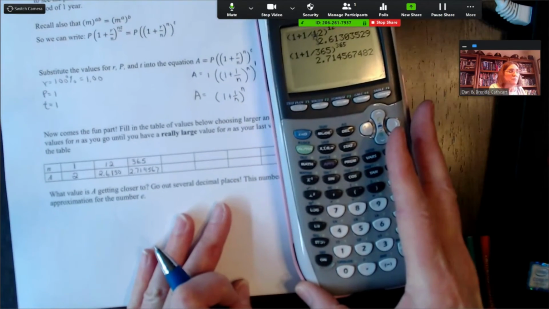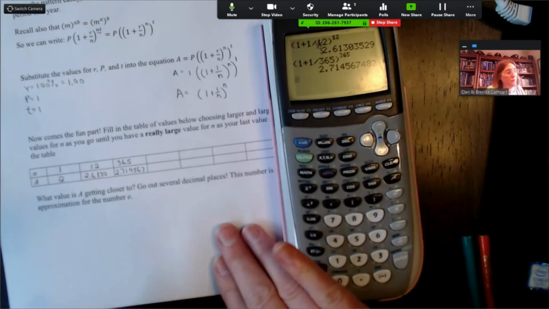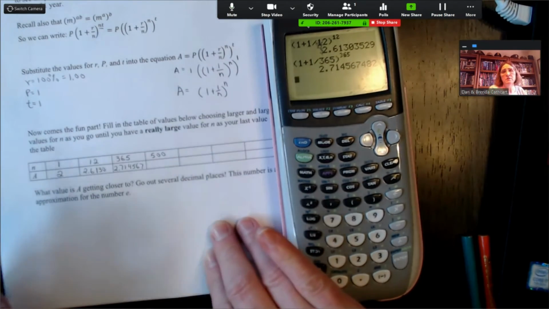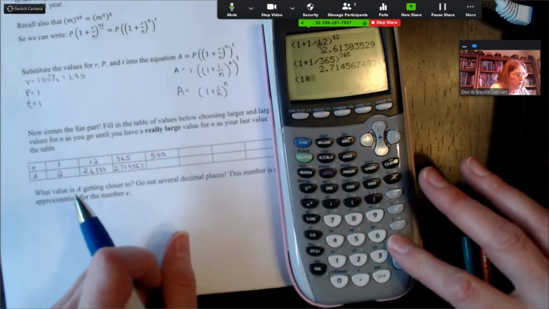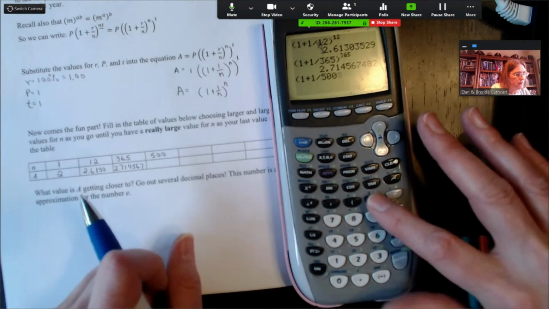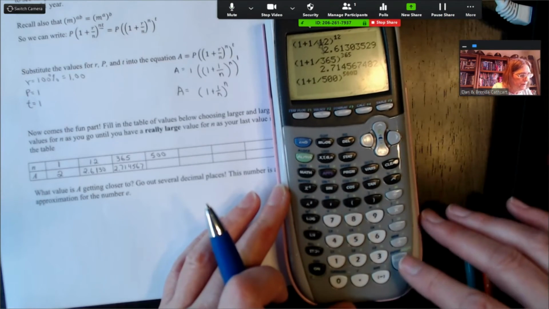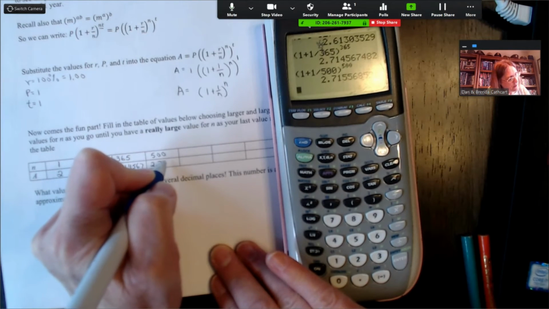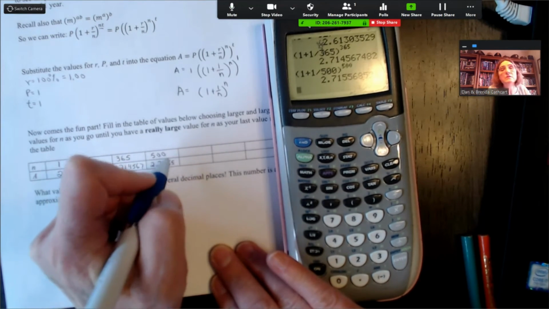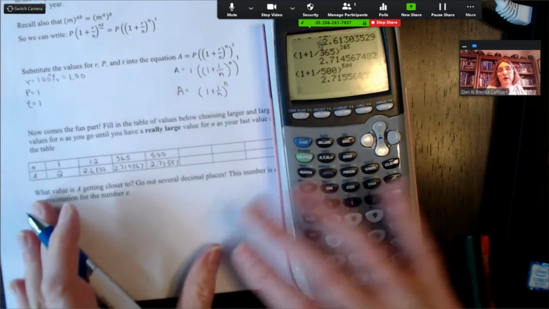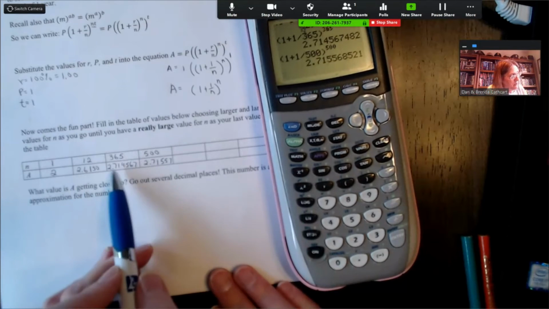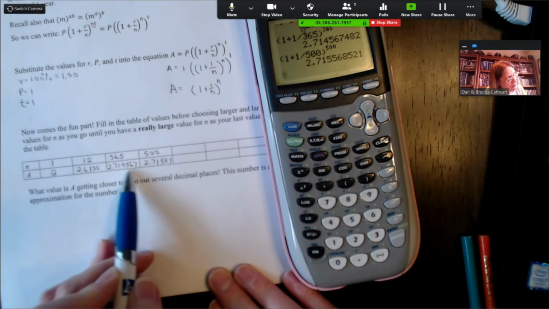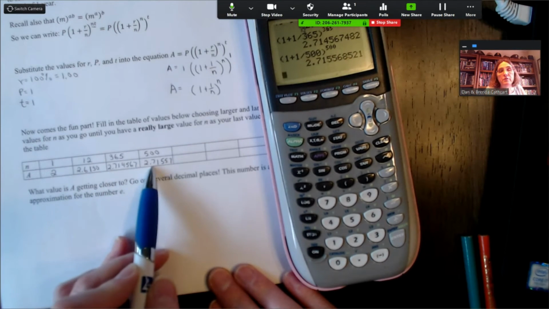But still, that's not really very big. Let's pick a larger number for n. Let's pick 500. I have 1 plus 1 divided by 500 raised to the power of 500, and we get 2.7155, and we'll go 7 here, rounding it up a little bit. Not a whole lot of change between these two, but a significant change from our first one. So it looks like maybe we might be leveling off to a value.